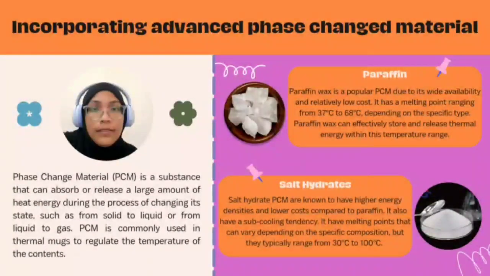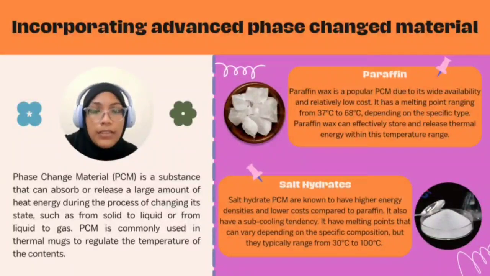One PCM commonly used in thermal mugs is paraffin. Paraffin wax is a popular PCM due to its wide availability and relatively low cost. It has a melting point ranging from 37 to 68 degrees Celsius depending on the specific type. Paraffin wax can effectively store and release thermal energy within this temperature range.